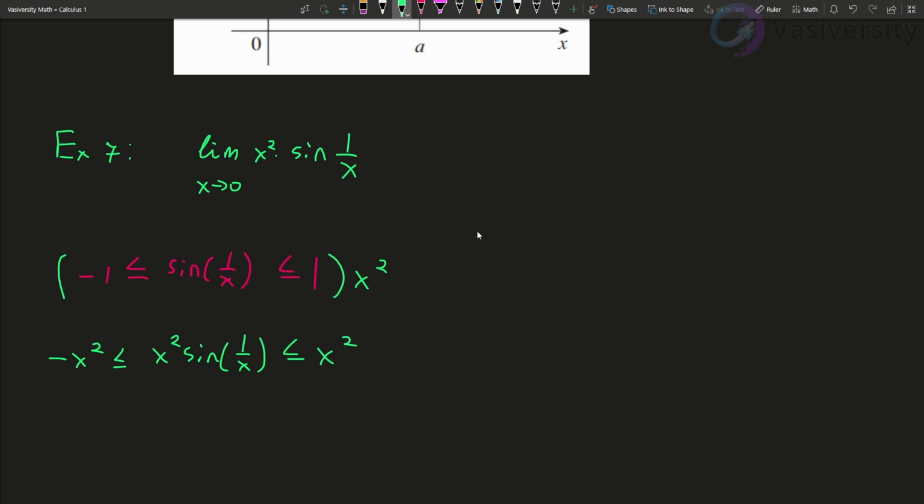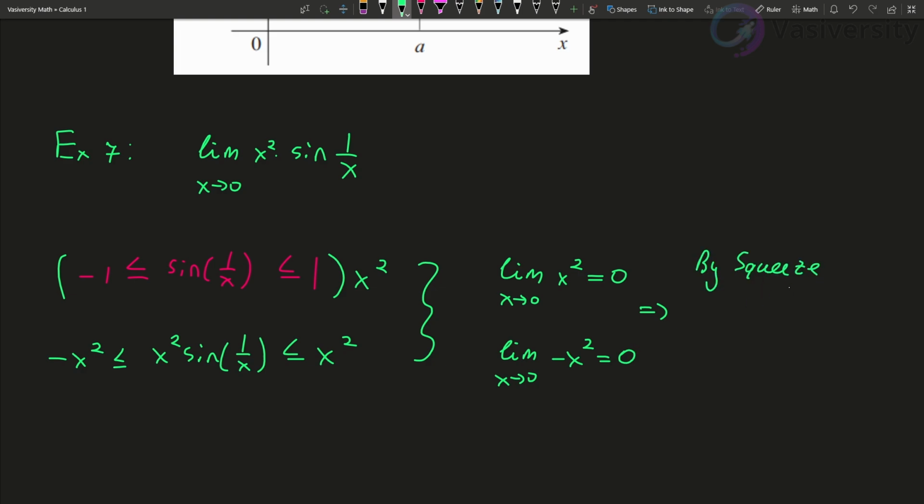Okay, so from here, we know the limit as x approaches 0 of x squared would be 0. Same thing for the limit as x approaches 0 of negative x squared. It's also going to be 0. So that means by the squeeze theorem, the limit as x approaches 0 of x squared times sine of 1 over x is also going to be equal to 0.